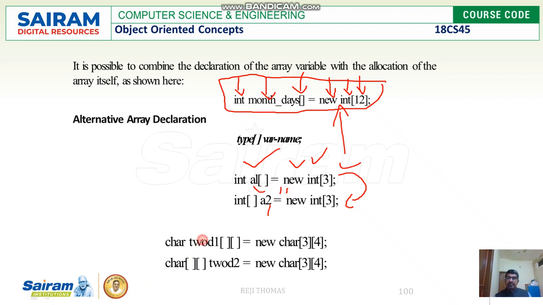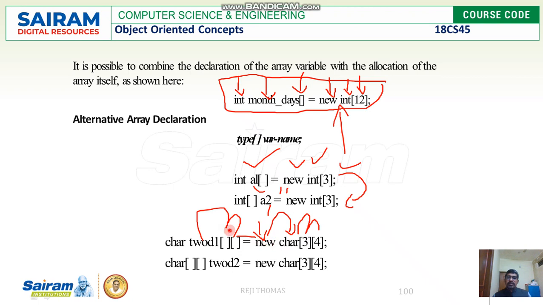So we can write like this. We give the array name, then two square brackets, which is equal to new. Why? Because new is an operator which is going to allocate space for the array. Then you have to give the type, then you have to give the size for that.